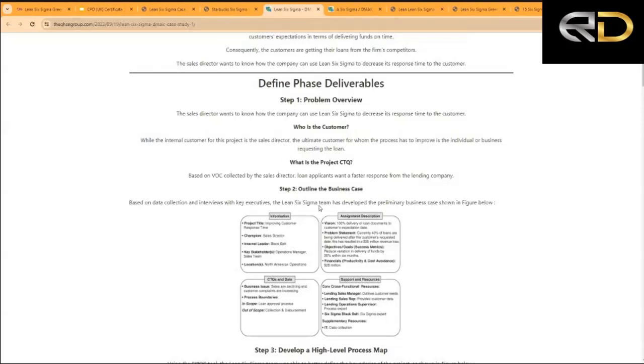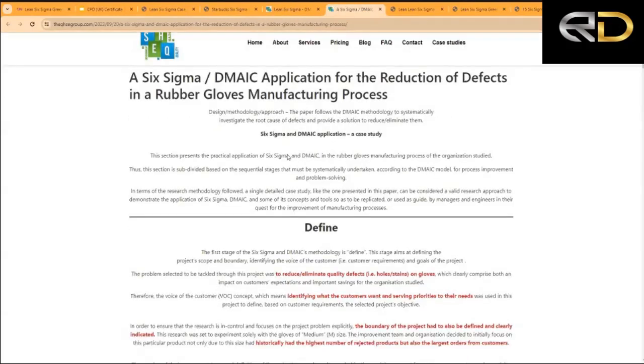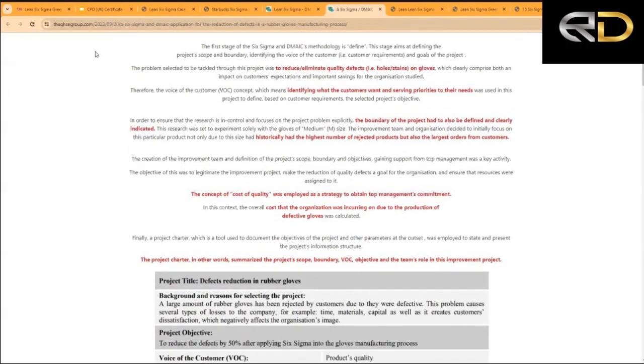And even if you go again to this case study for define, you're also going to see that it is going to be the same.